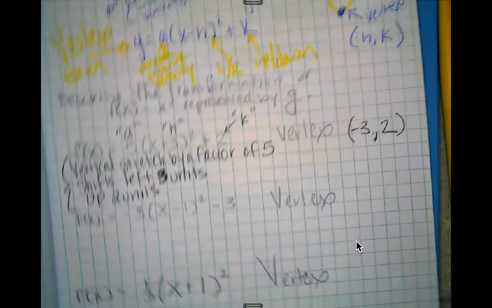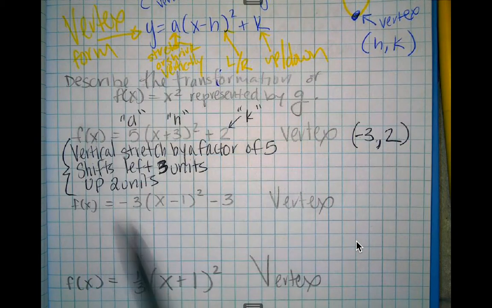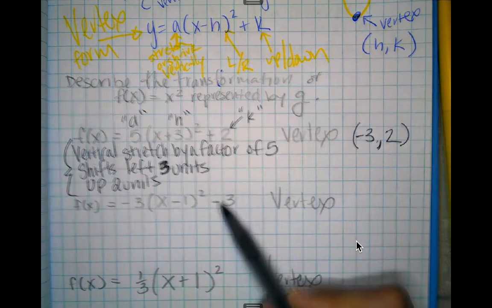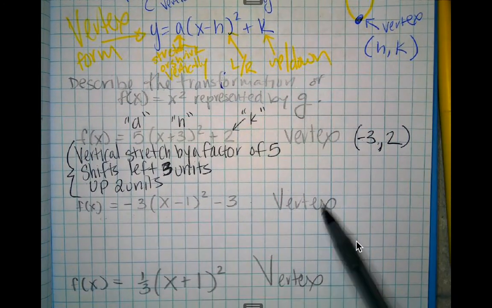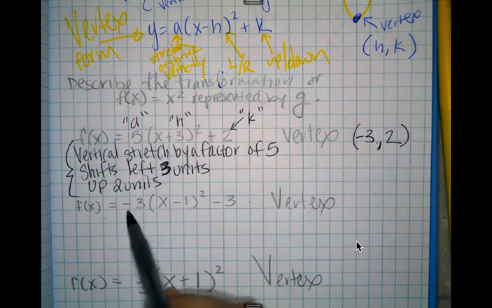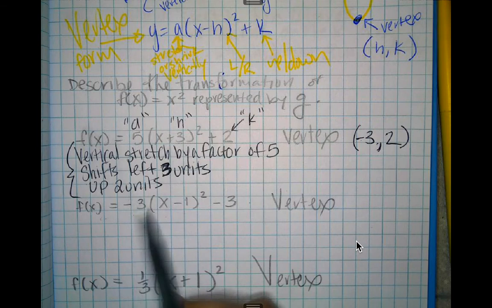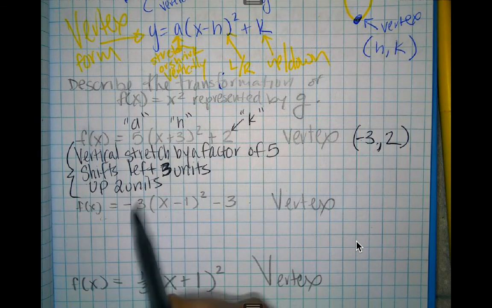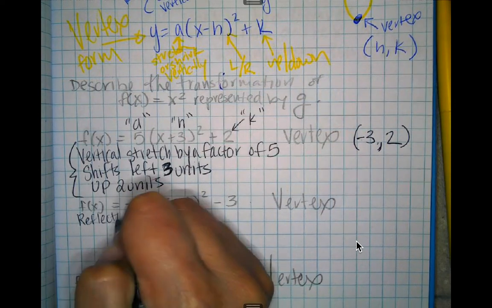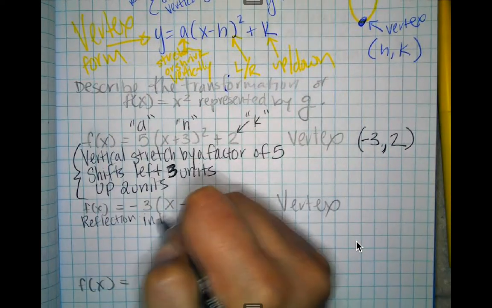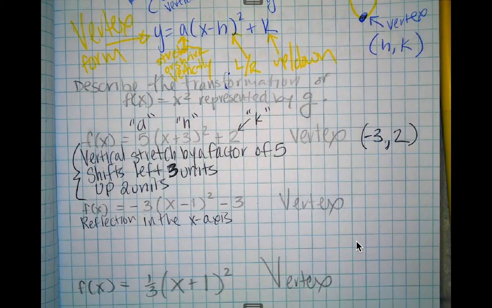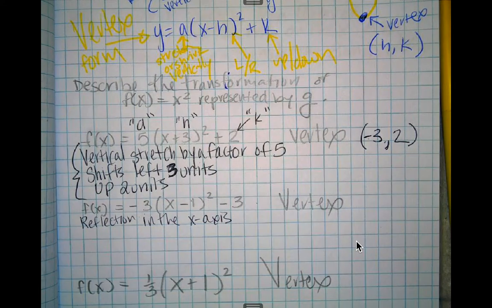Okay, for the next one, we have f of x equals negative 3 times the quantity x minus 1 squared minus 3. So this again is in vertex form. So you're going to identify what each of these values mean. Okay, well, this negative out front means it's a reflection in the x-axis. That has to do with the negative out front.